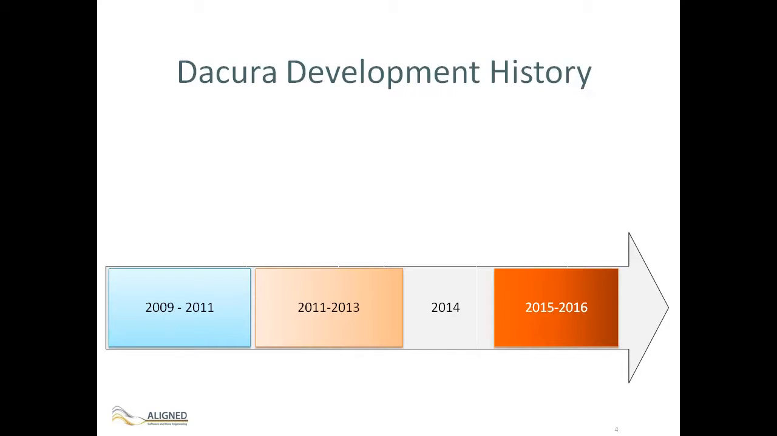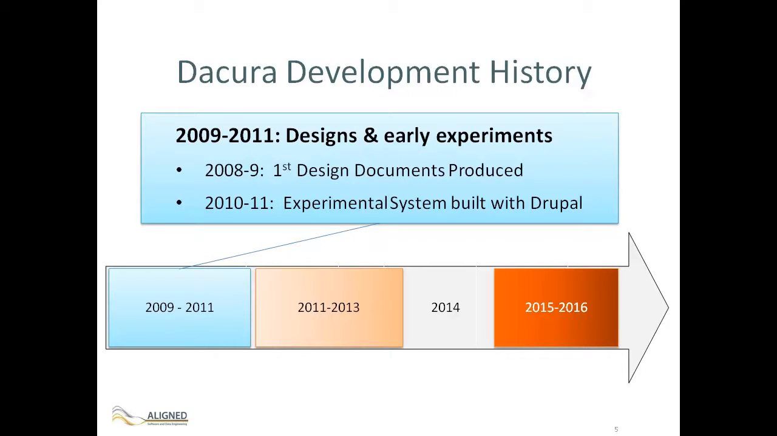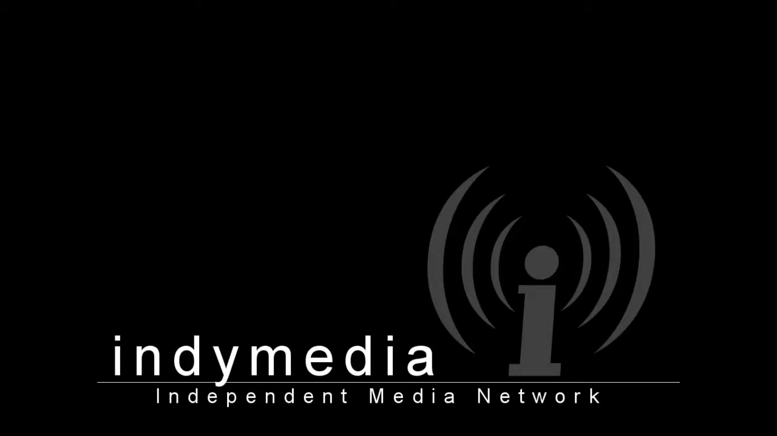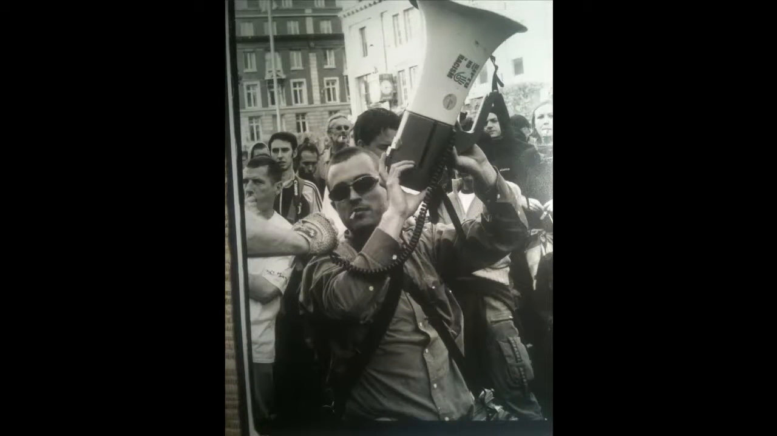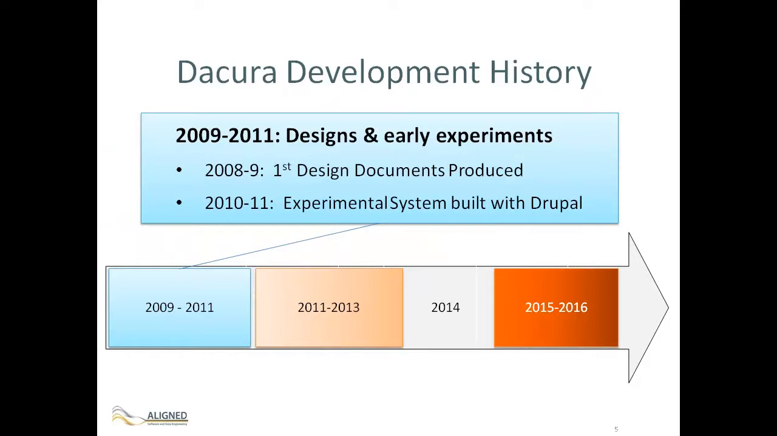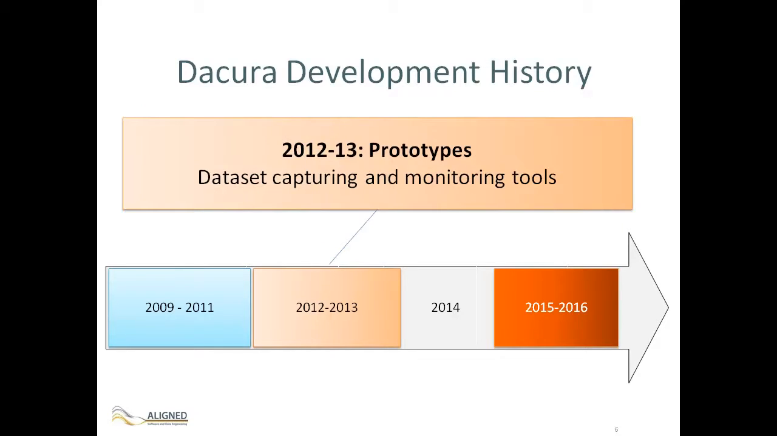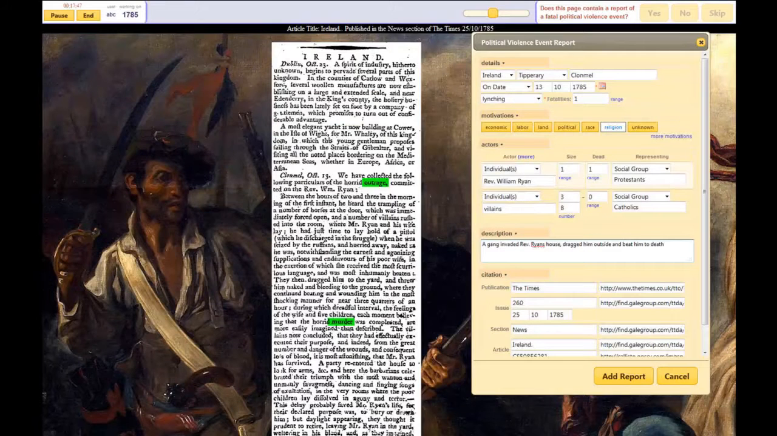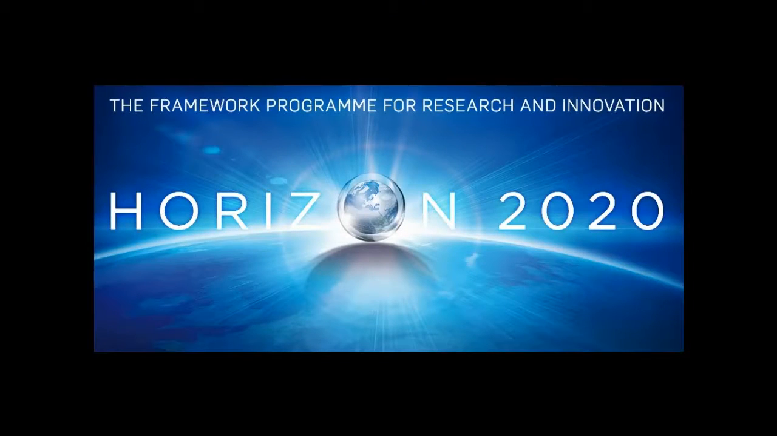So Dacura's development goes back quite a long way. I started in 2009 with some designs and experiments for a system like Dacura. I was involved in a citizen journalism publishing outfit, which I eventually came to the conclusion needed much better quality controls and much better control of the structure of data. So between 2009 and about 2011, I experimented with designs and so on. In 2012 and 2013, I started to build prototypes. 2014 was a bit of a write-off because I spent most of that seeking money from the European Commission. But eventually that came good.